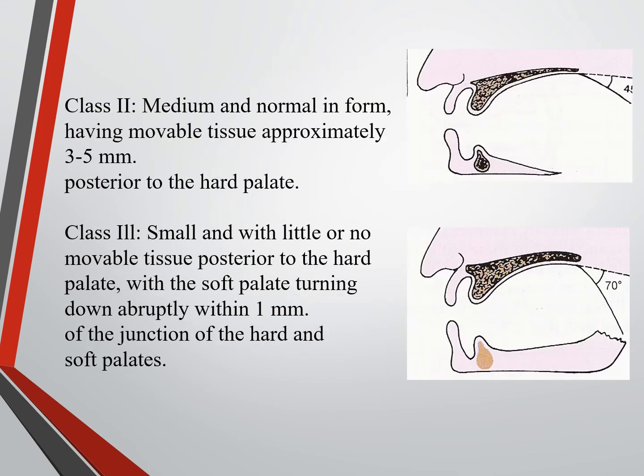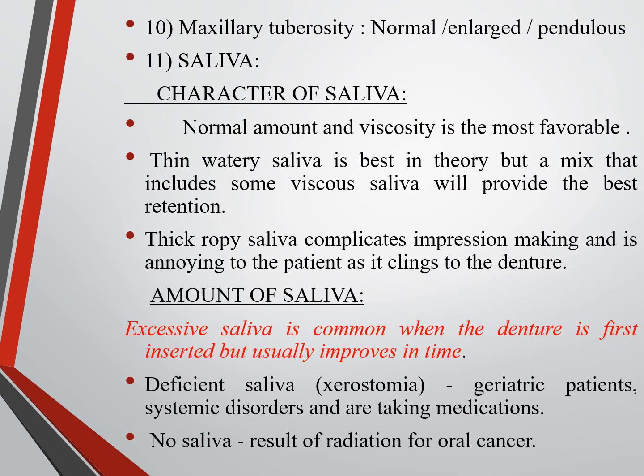Okay, in a class 2 condition, usually they form a 45-degree angulation and the distance is just 3 to 5 mm. In a class 3 condition, it is 70-degree and it is just only 1 mm. So posterior to the hard palate, it is just 1 mm that the soft palate will be seen.